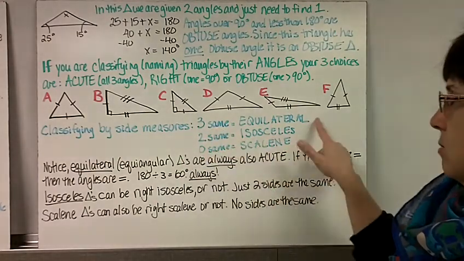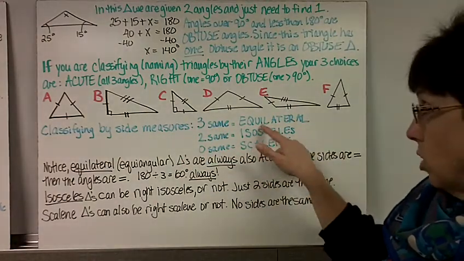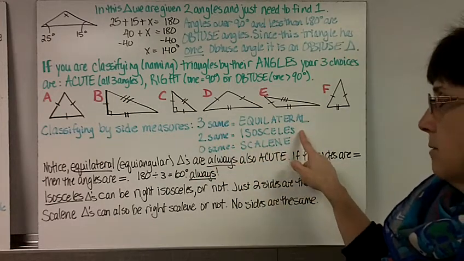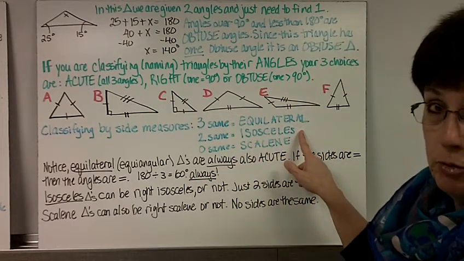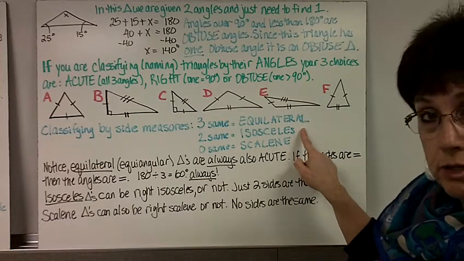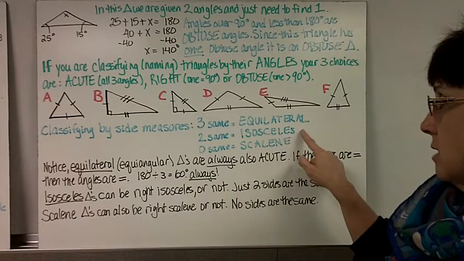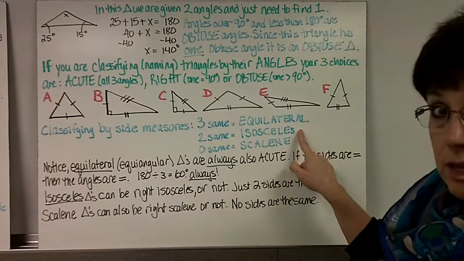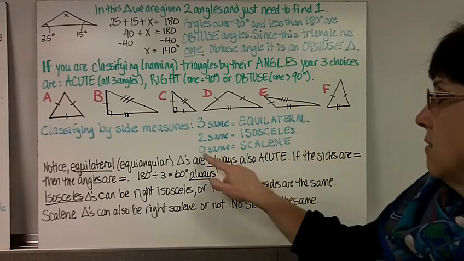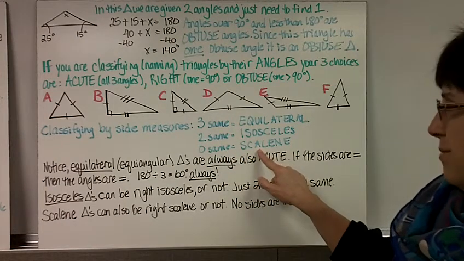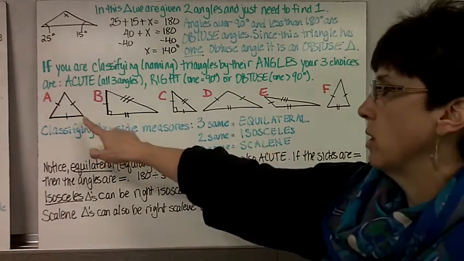If all three are the same, it's equilateral. Equal and lateral means side. If two are the same, it's isosceles. I have no idea how they came up with that name, but you do need to know how to spell this correctly: I-S-O-S-C-E-L-E-S. Okay? Yeah, it's math, but you need to know how to spell. And if none are the same, it's scalene, which you also need to know how to spell, but it's not as hard. So what would this triangle be?